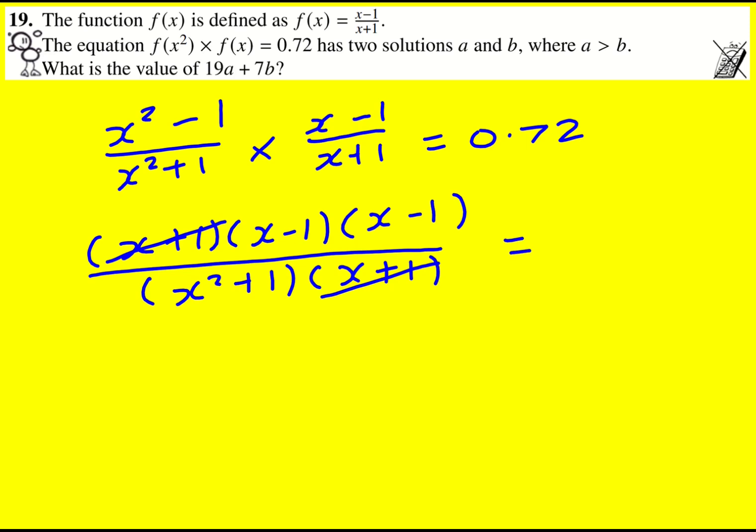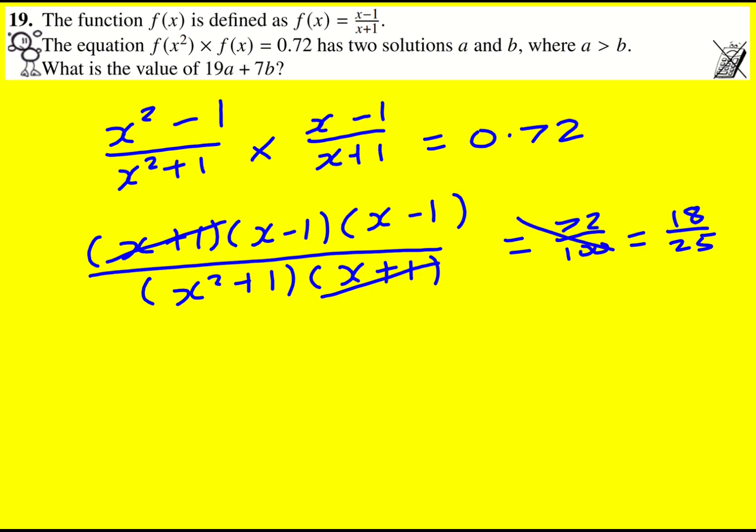And then 0.72, I don't want to work in terms of decimals here. This is a non-calculator question. So I'm going to change it into a fraction. It's going to be 72 over 100, which I can cancel down. I can divide through by 2 and then by 2 again, or equivalently 4 in one go. It's 18 over 25, which doesn't look very nice, but it's going to work out.